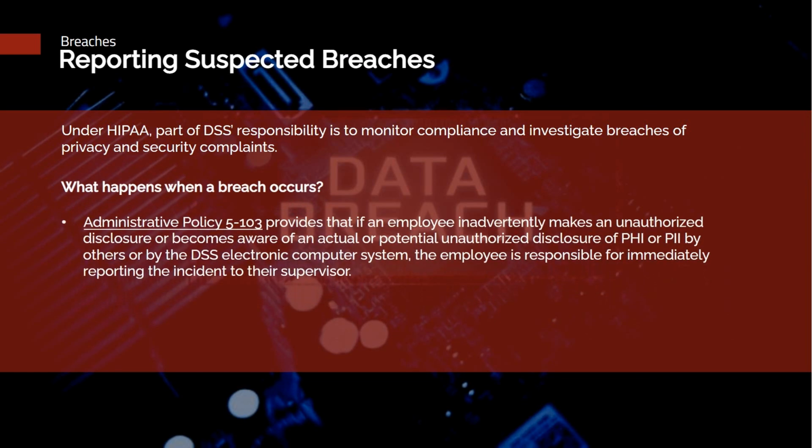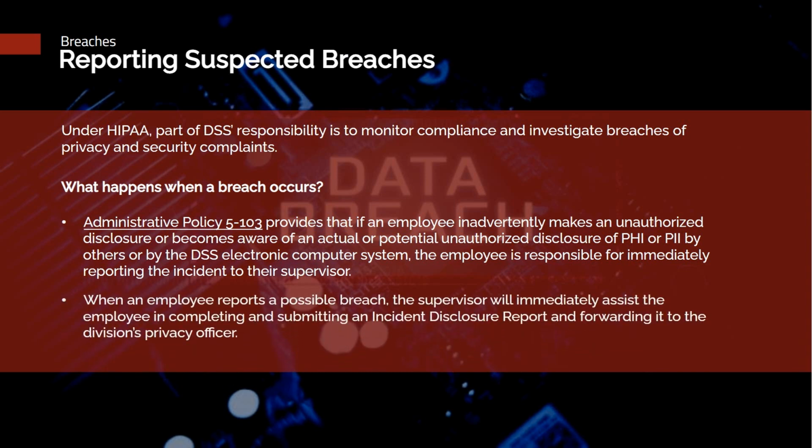DSS Administrative Policy 5-103 provides that if an employee inadvertently makes an unauthorized disclosure or becomes aware of an actual or potential unauthorized disclosure of PHI and PII by others or by the DSS computer system, the employee is responsible for immediately reporting the incident to their supervisor. Once a supervisor is notified of a possible breach, the supervisor will immediately assist the employee in completing and submitting an incident disclosure report and sending it to their division's privacy officer.